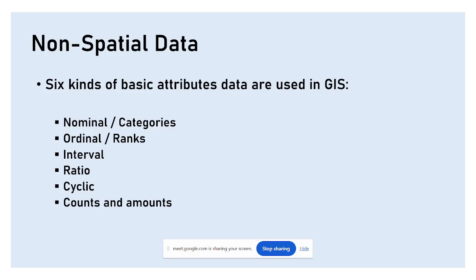Okay, then this brings us to the next topic, that is the non-spatial data. Okay, so in non-spatial data, we have basically six kinds of basic attribute data that are used in GIS. Non-spatial data can also be called tabular data or attribute data. So it is classified as nominal or categories, ordinal or ranks, interval, ratio, cyclic, counts and amounts. Okay, these are the six basic kinds of attribute data.